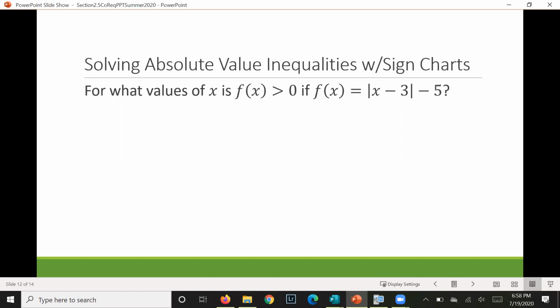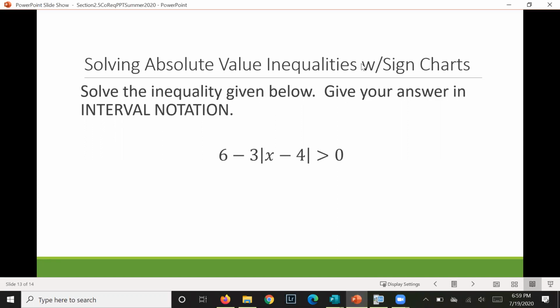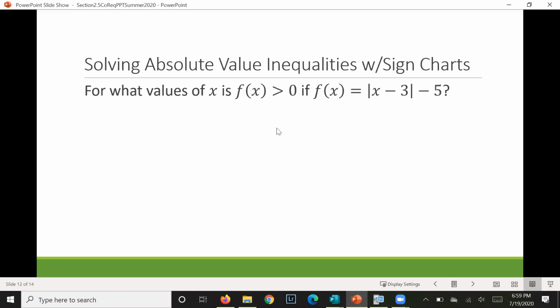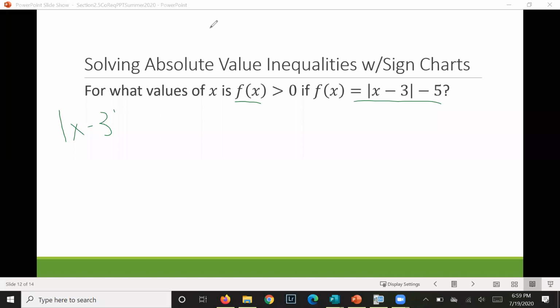So here we're told: for what values of x is f of x greater than 0 if f of x equals the absolute value of x minus 3, minus 5? And basically, since this is what f of x is, we could put that in here, and we're trying to figure out where the absolute value of x minus 3, minus 5, is greater than 0. Okay? There's going to be a few steps to this. The first thing we're going to do, and actually I should also say, I'm going to show one way to do it.